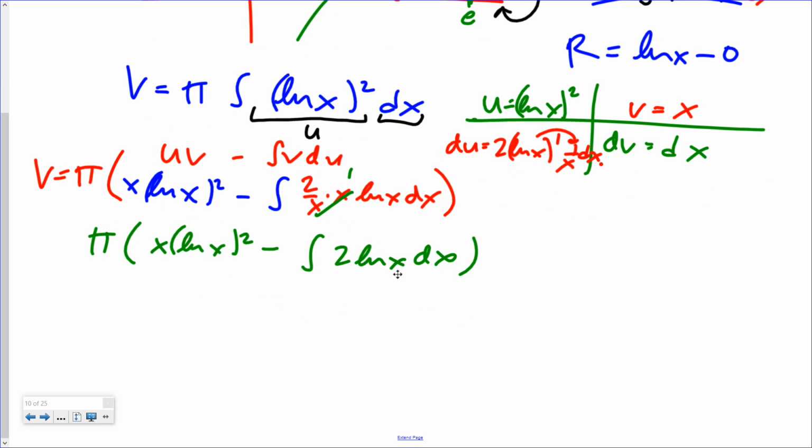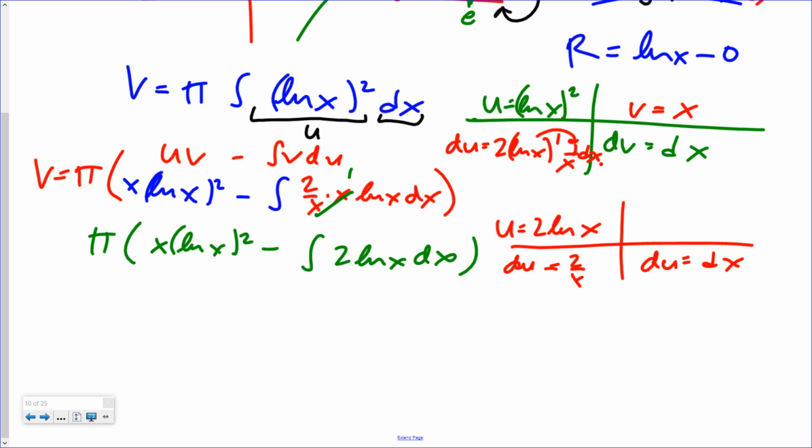What is the integral of 2 ln of x dx? You get to do it again. Okay, so it's integration by parts. u equals 2 ln of x. dv is just dx. What's the derivative of 2 ln of x? 2 over x dx. You guys okay with that? What's the integral of dx? x, all right? So this becomes pi times x ln x squared minus what? Minus this integral, whatever this integral is.